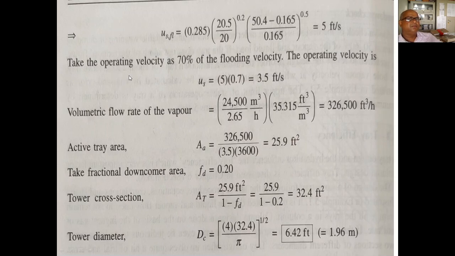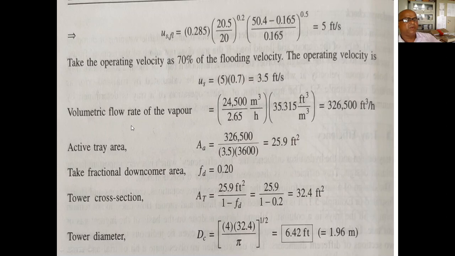Now that is the flooding velocity, but you cannot operate the column at flooding velocity. So this is a standard: you take 70% of the flooding velocity as the operating velocity. So they are taking 70%. Then the operating velocity is 3.5 into 0.7, so 3.55.